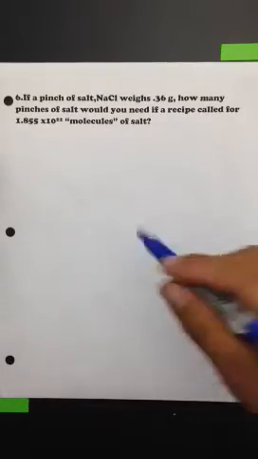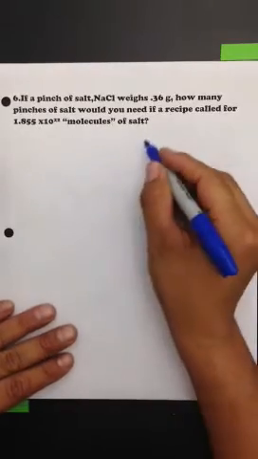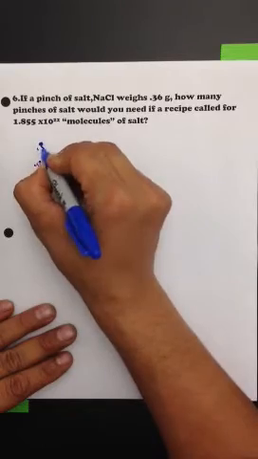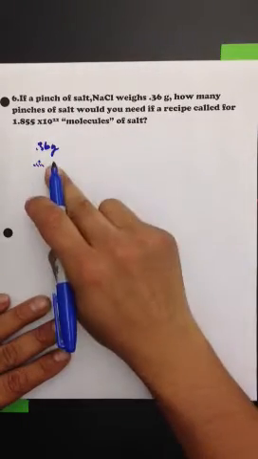Let's see what we got here. Hey, it's like a spoonful of sugar, but a pinch of salt. All right, a pinch of salt weighs 0.36 grams. How many pinches of salt?